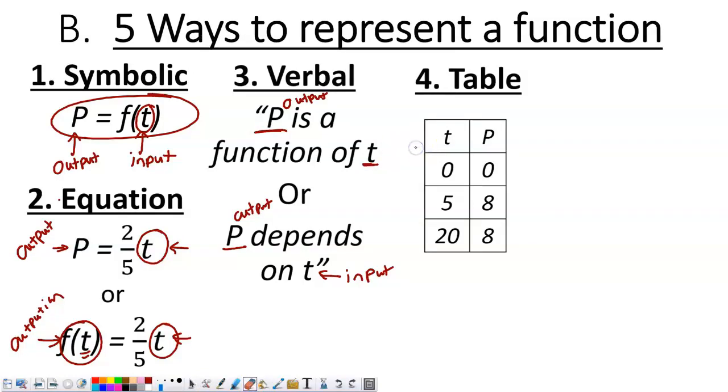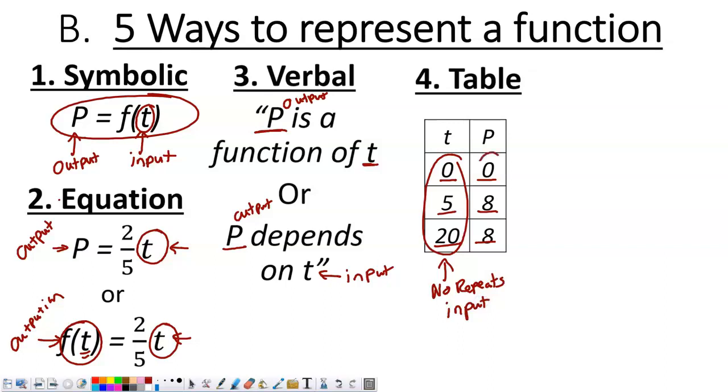Now here's a table. Whenever they represent a function as a table, what they're really doing is telling you specific values. So for t and p, they're telling us that when t is 0, p is 0. When t is 5, p is 8. And when t is 20, p is 8. Now, for the table one, whichever column has no repeats, then that variable can be your input.